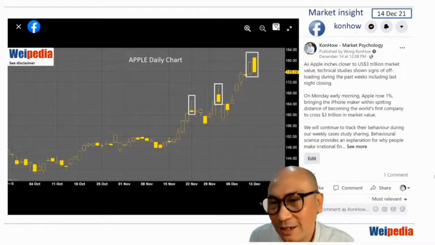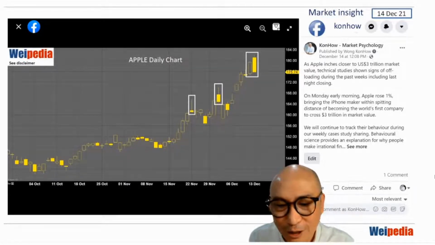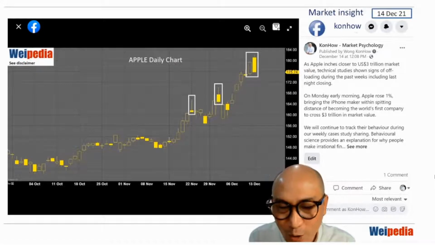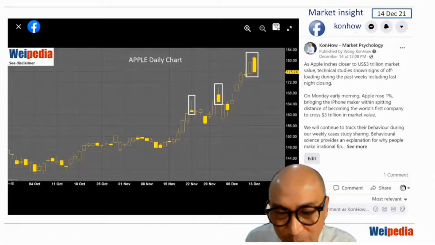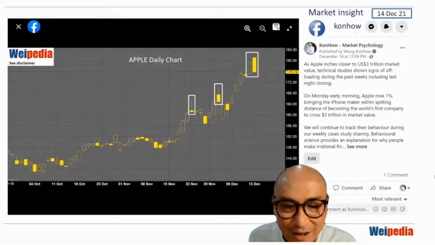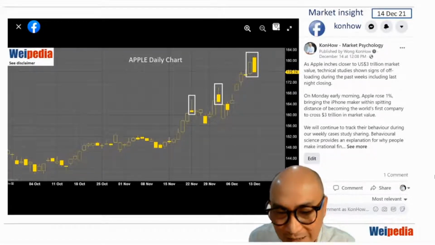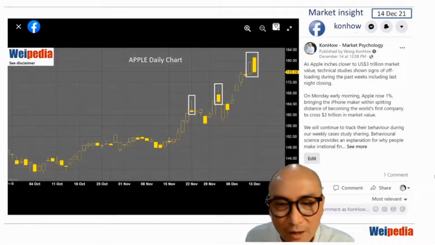Now, I posted this observation on 14th of December 2021. So what was my observation back then? You could see that Apple started to trend again in November to December. In December it almost broke its 3 trillion US dollars, and I think it broke in January.